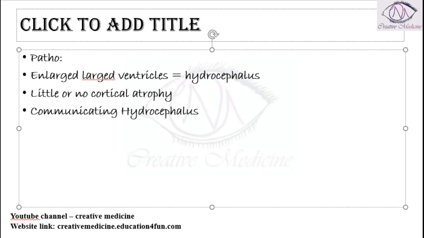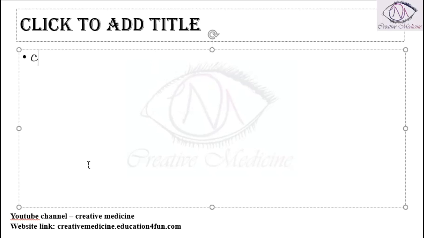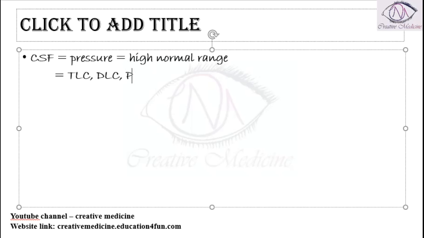If you examine the CSF, the pressure of the CSF is in the normal range but on the higher side. It is high normal. Then the total leukocyte count, differential leukocyte count, the proteins in the CSF, and the sugar in the CSF are all normal.